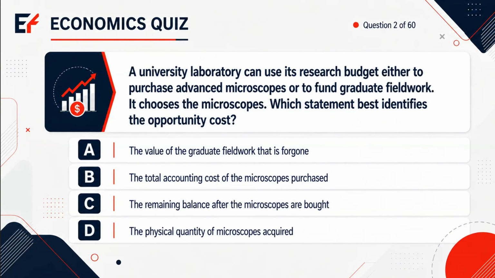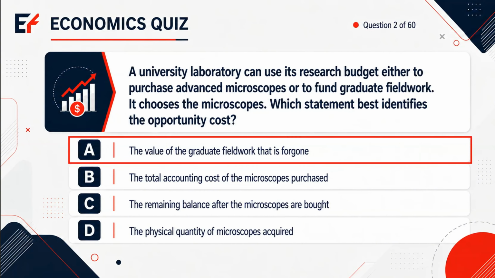The correct answer is A. Here's the key idea behind it. Opportunity cost is what you give up when you make a choice. In this case, the laboratory chooses microscopes, so the sacrificed alternative is the graduate fieldwork. Option A works because it identifies the value of that next best alternative.